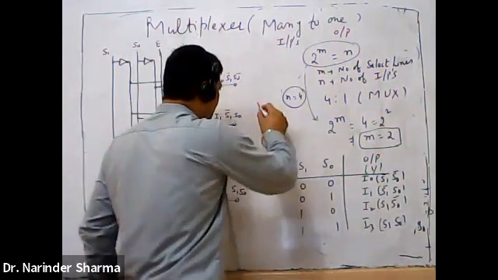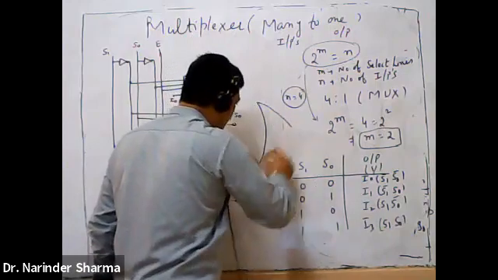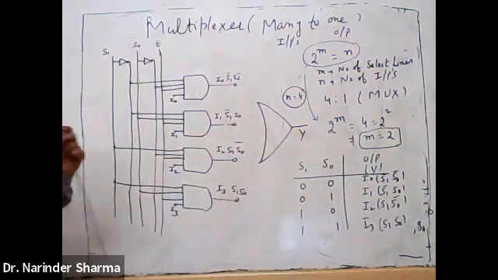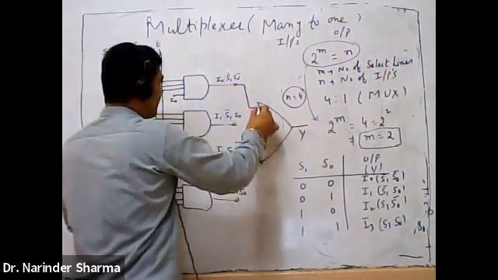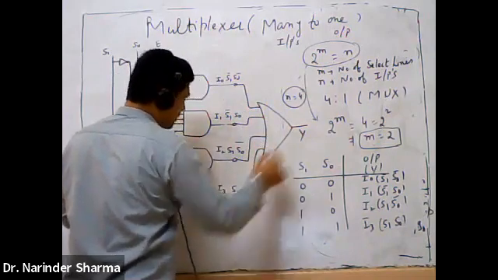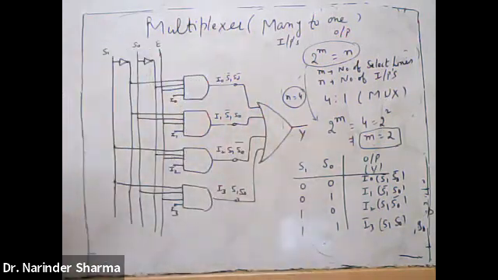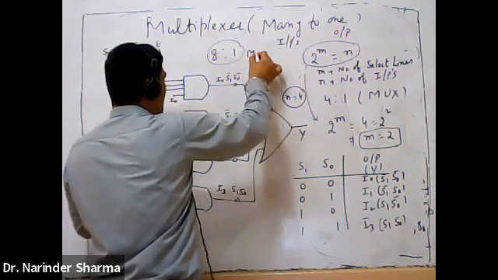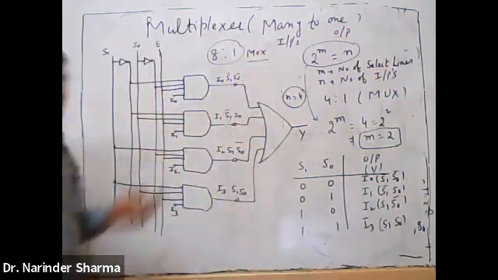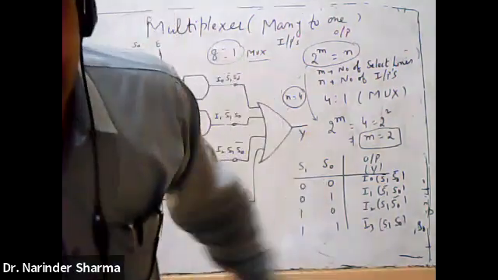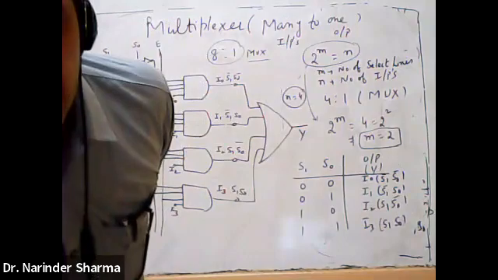Because there should be one output, all of these have to be applied to the OR gate. So that would be Y. If you design the 8:1 mux circuit by yourself, it would be easy for you to understand the concept. In this way, we can design the circuit diagram of a multiplexer.